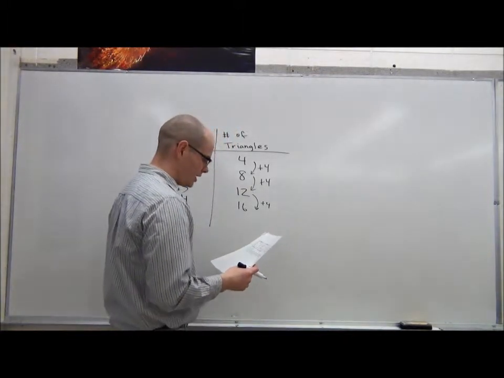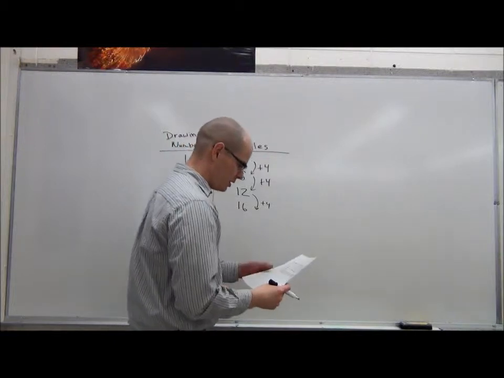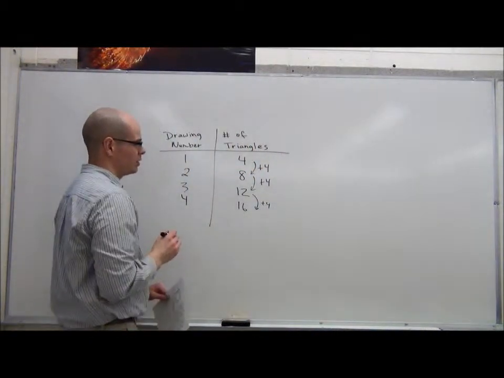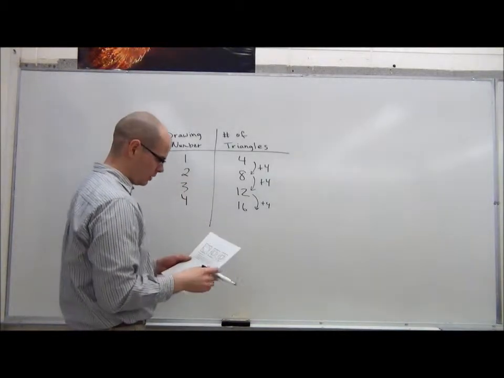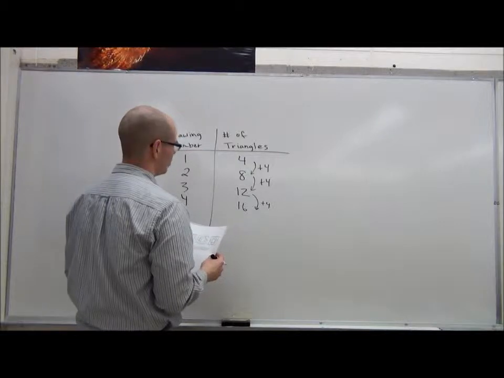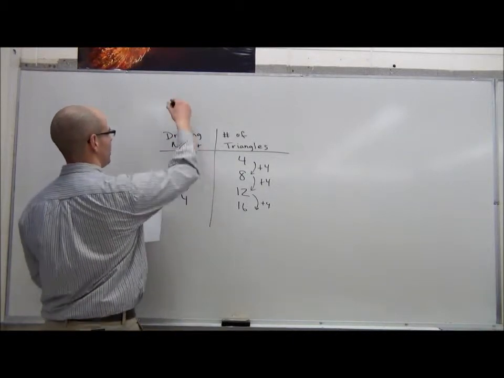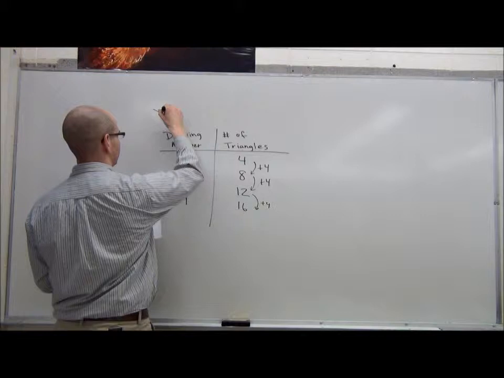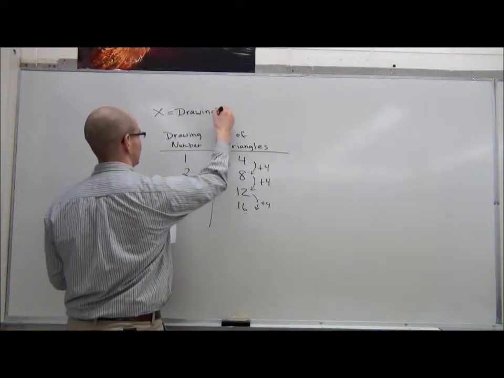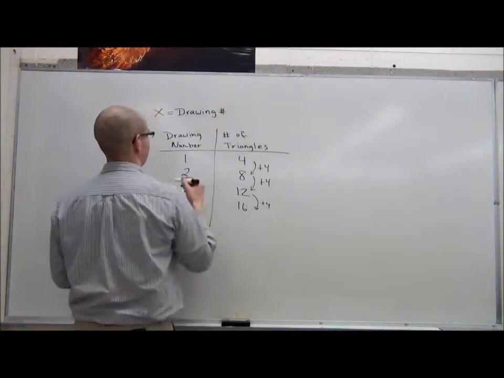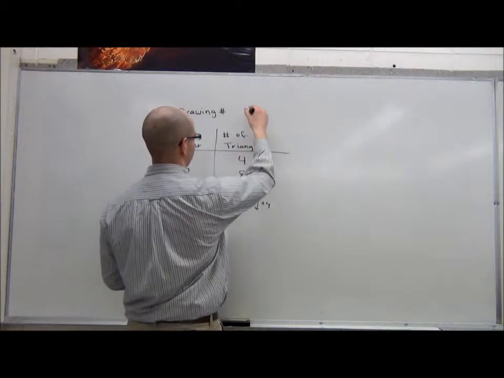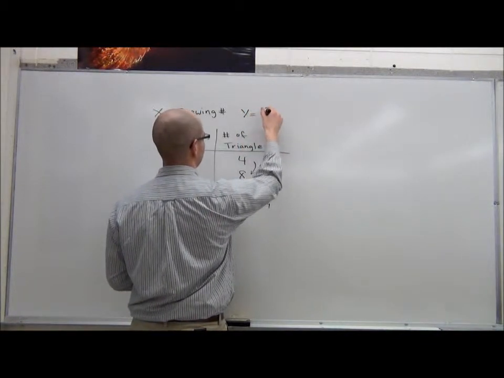So now that I got my data table, I need to form an equation that relates the number of triangles to the drawing number. Well, with what we have here, we have that it's going up by 4 each time. So when I form my equation, I need to define my variables. So for drawing number, I'm going to make x the drawing number. And you guys can use any variables you want. You can use the letter t, z, v, whatever. Number of triangles, I'm going to make y.